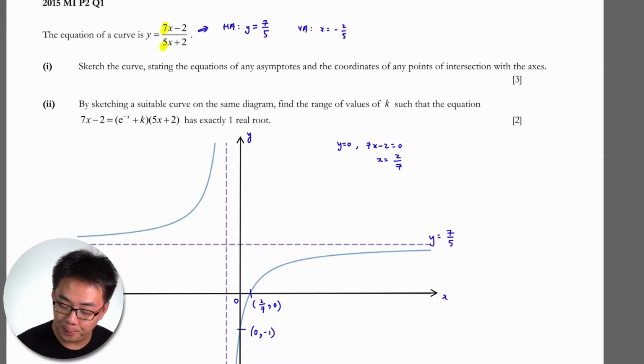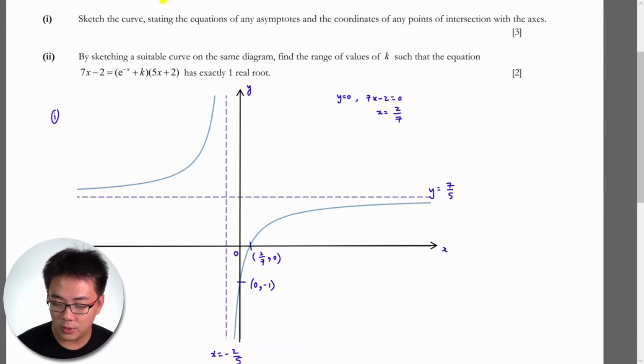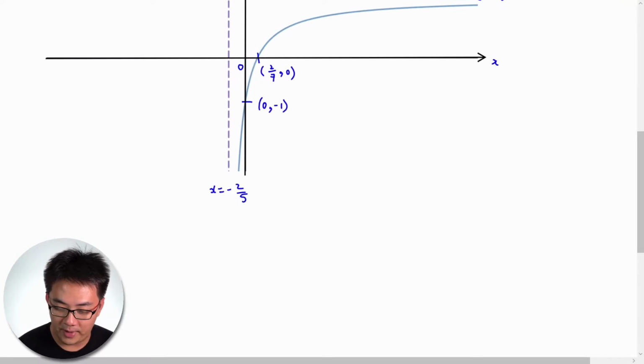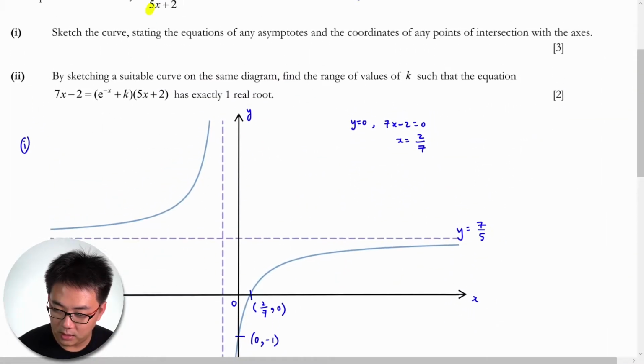Make sure you get all 3 marks. One is the equations of the asymptotes, second is the intercepts, and the third is the general shape. These are the 3 marks typically given to students in the question. Then after that, we are looking at part 2. By sketching a suitable curve on the same diagram, find the value of k such that this equation has exactly one root. Alright, this is my favorite part. So we try and see what is going on here. This one is not an issue.